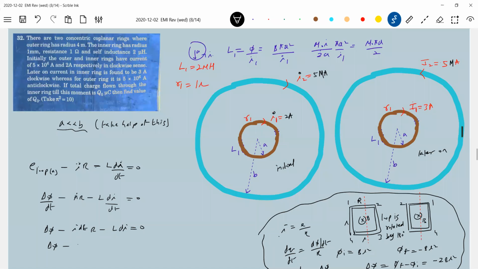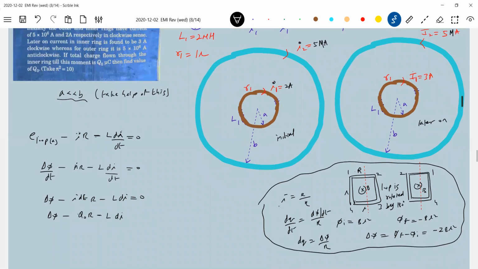Now what is I dt? It should be the total charge flown, Q naught R, or delta Q. Till this moment this is Q naught. So that is equal to L times di, which I should find out. And what is the change in flux? How do we get the change in flux linking the inner loop? Delta phi. What is the flux linking this one? Mu naught I2 by 2B into pi a square.